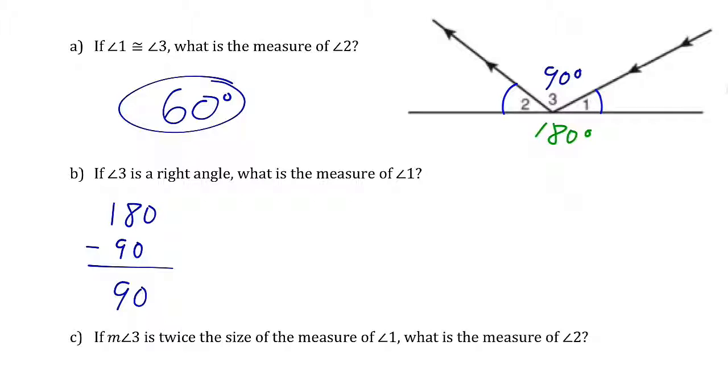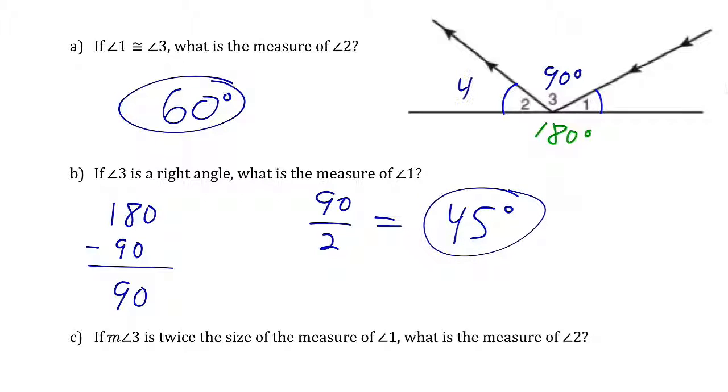So if I do 180, take away the angle we know, that means I have 90 degrees left to play with. Okay, and we know angle 1 and angle 2 are equal. So I have to take this 90 degrees and split it equally between angle 1 and angle 2. So if I split it in half, I get 45 degrees for each angle, angle 2 and angle 1. All right, and then they all add up to 180. Okay, cool.